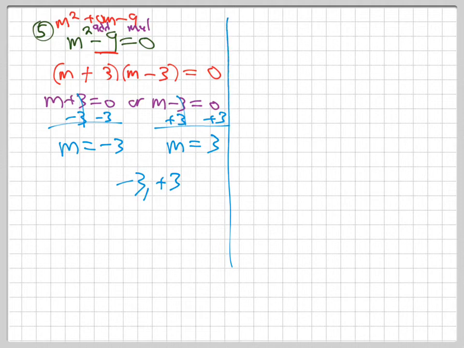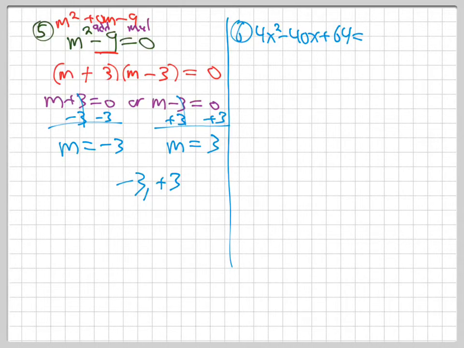Why don't I just do it right here? So number 6. 4x squared minus 40x plus 64, equals 0.